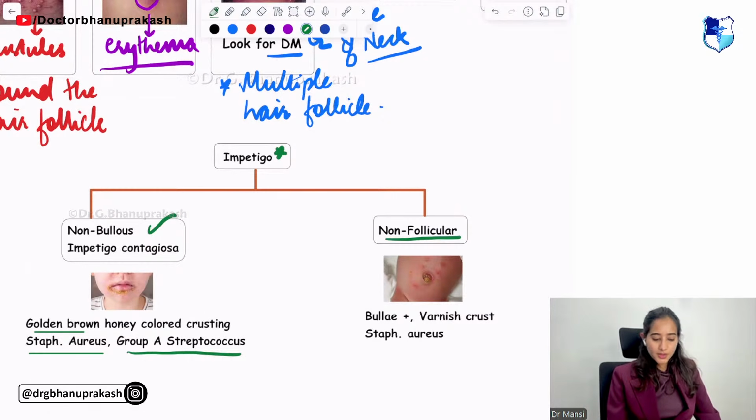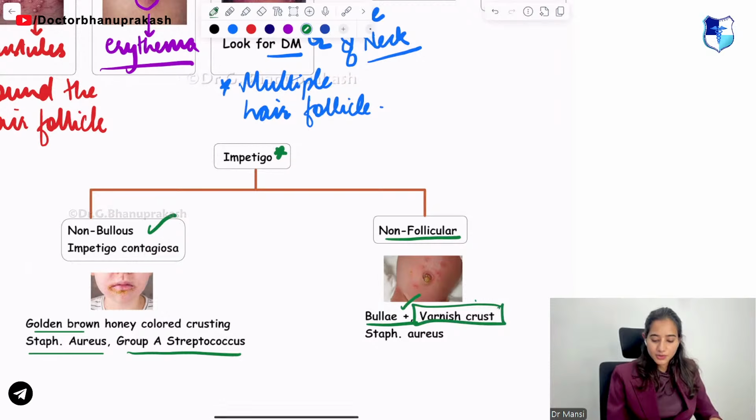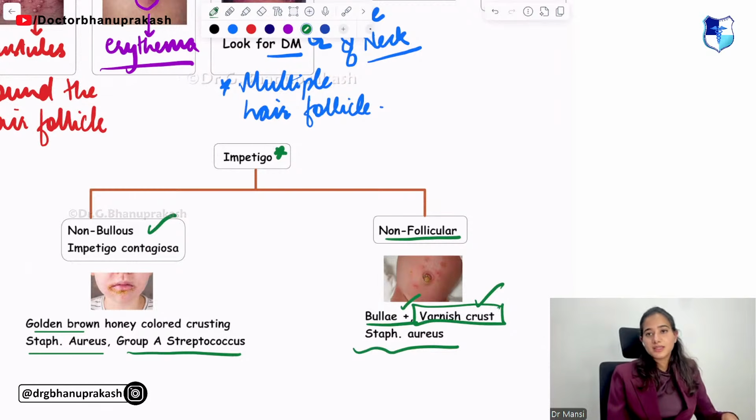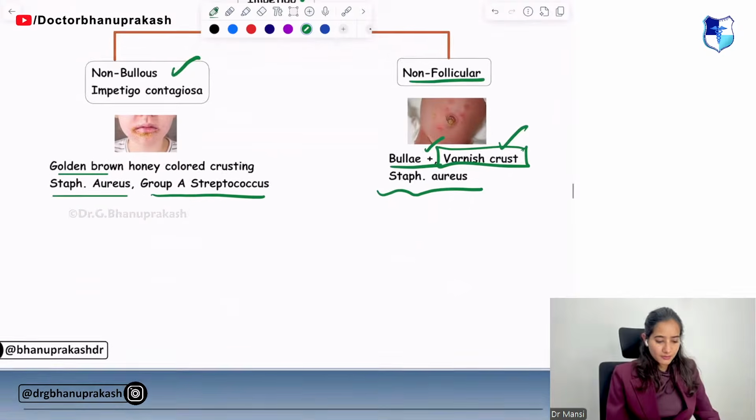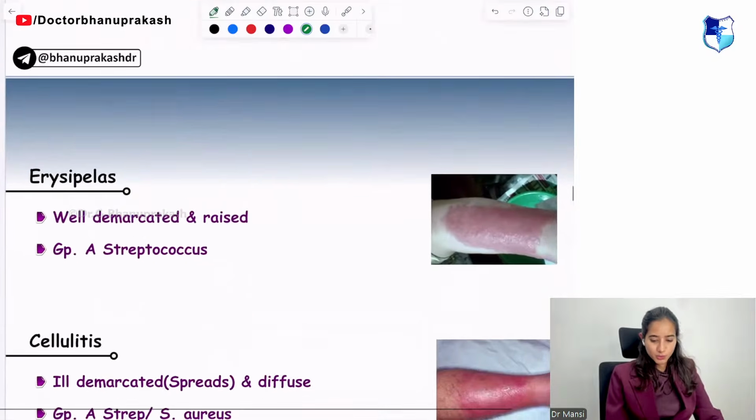And in the bullous variant, we have the bulla which is present. What happens when this bulla ruptures? It gives you a varnish crust. Here the causative agent is only Staphylococcus aureus, whereas in non-bullous impetigo you can see Staph aureus and group A streptococcus both.